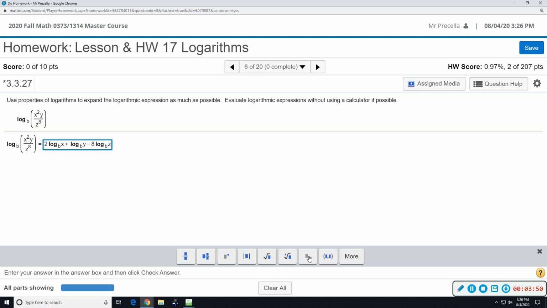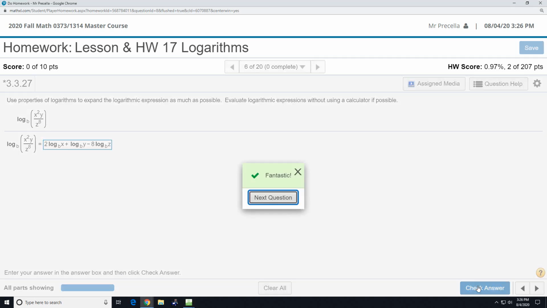Sometimes students ask me, how to get the L-O-G to bold? Well, if you have to do that, you're punching it in wrong. It should bold automatically. And let's see, how do we check this answer? And move on.